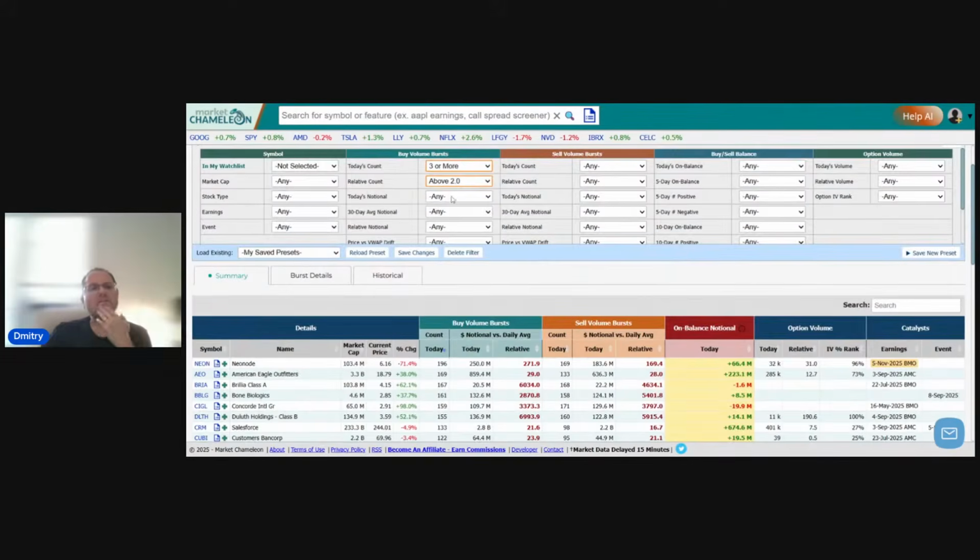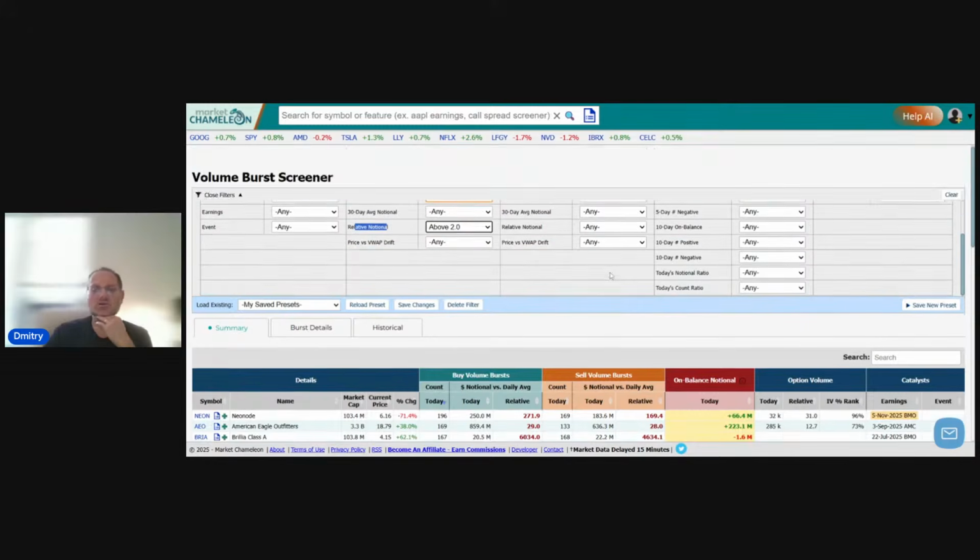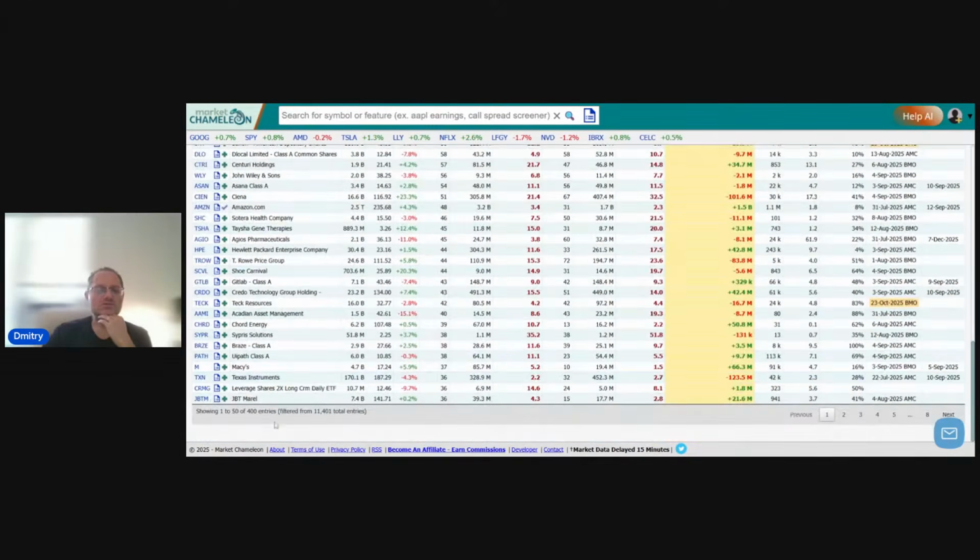Maybe we want to see a certain amount in notional. If we're looking at a higher cap stock, we would want to see a bigger dollar value. But let's just say at least $250,000 worth of stock total. Okay. And on a relative basis, we'll also say it's at least 2 times the daily average. So let's see how many we filtered out now. 400.